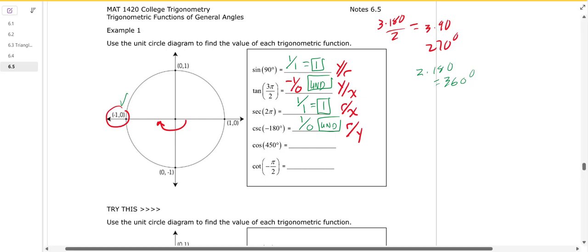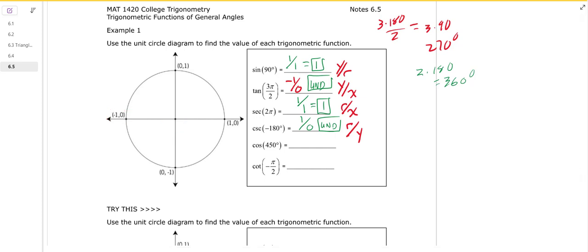Sometimes you'll have to work with coterminal angles. On 450 degrees, if you subtract 360 from that, you would get 90 degrees. So we're really doing the cosine of 90 degrees. That means we would just go like this. This is the point we would be at.